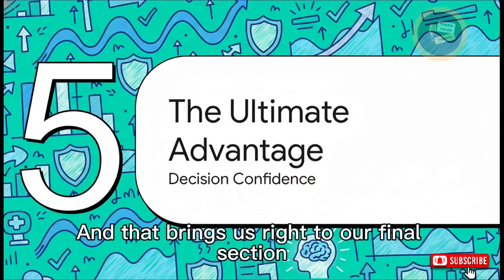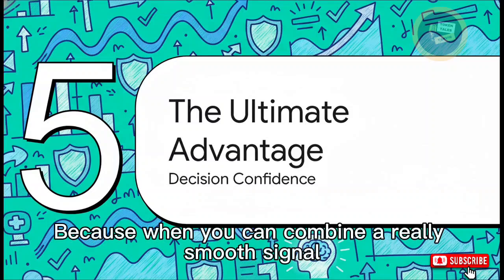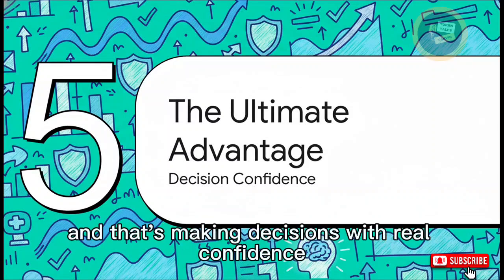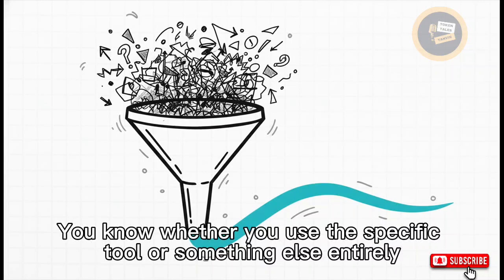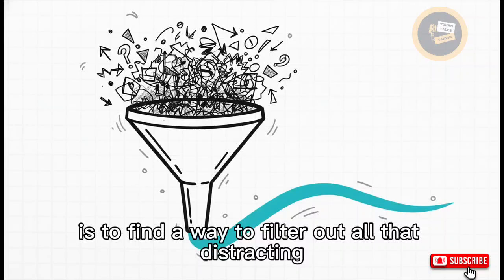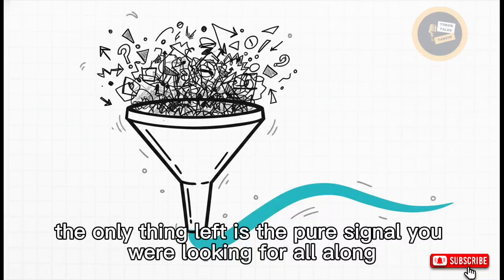And that brings us right to our final section, number 5, signal or noise. Because when you can combine a really smooth signal with that kind of built-in risk management, you get the key ingredient to trading, and that's making decisions with real confidence. And that's really the big takeaway from this whole idea. Whether you use this specific tool or something else entirely, the main goal for any trader is to find a way to filter out all that distracting, meaningless noise. Because when you finally do that, the only thing left is the pure signal you were looking for all along.